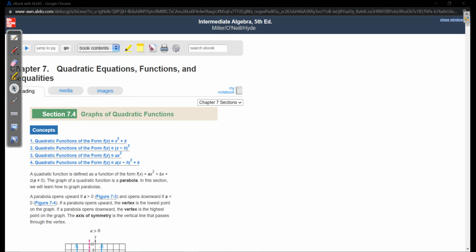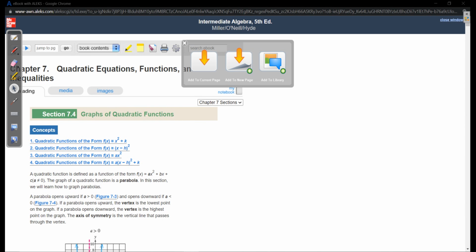Okay, so today we're talking about Chapter 7, Section 4, the graphs of quadratic functions. Now, this particular lecture is going to be a little bit different than what I normally do, mainly because I want things to look nice and neat. Instead, I'm going to be doing a lot of snipping today. In fact, there's not any computation, I don't think.